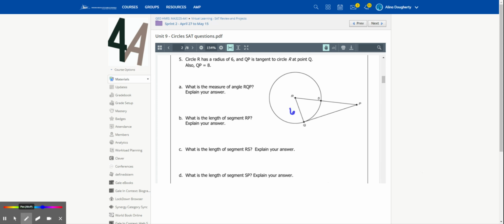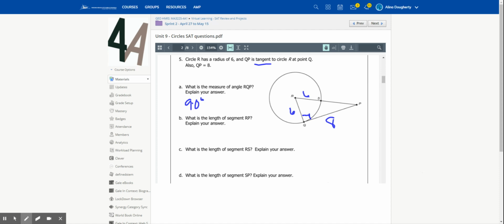Okay, so I know if the radius is 6, then RQ is 6 and RS is 6, right? And then QP is tangent. So because I know it's tangent, I know this is a right angle. Okay, circle R, and then QP is 8. So what is the measure of angle RQP? RQP, oh, that's 90 degrees because tangents always give us 90-degree angles.